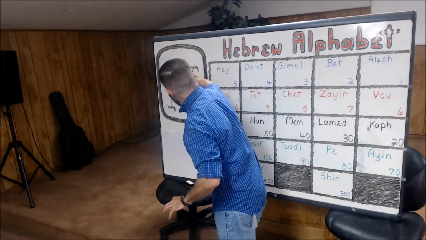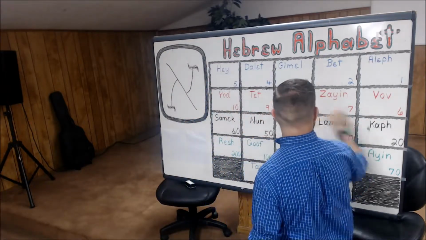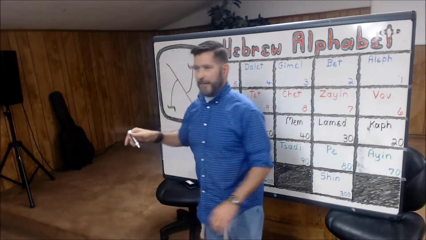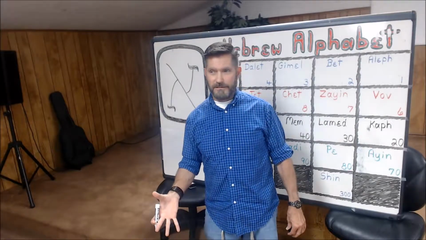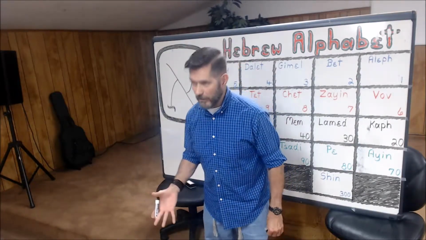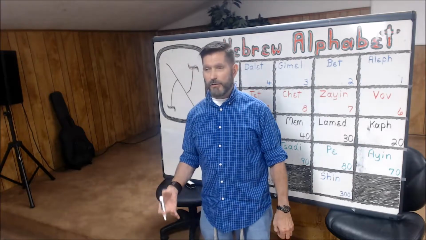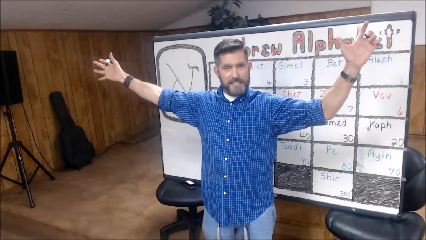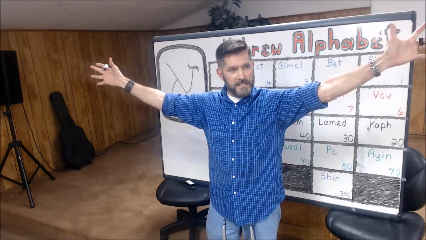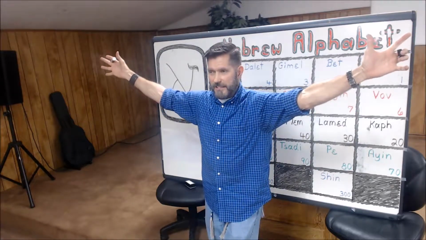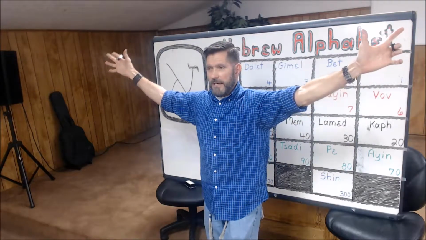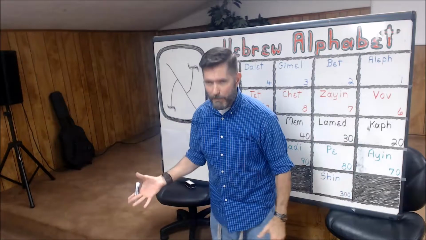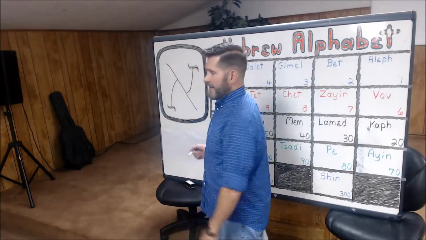This right here is like the Vav, the 6th letter of the Hebrew alphabet. We're going to get to that in a little bit. The Vav means nail. Our Messiah was crucified on a Roman cross. He was nailed here. This is 6. He was nailed here. This is 6. He was nailed with his feet on the cross. 6, 6, 6. Isn't that interesting? Man's number is 6. So I found that very interesting.